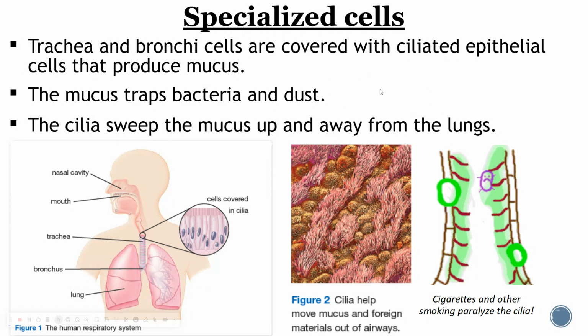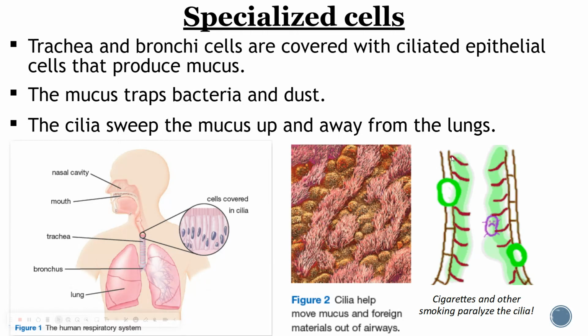We're going to talk a little bit more about some specialized cells within the system. The trachea and bronchi are coated in these special cells called ciliated epithelial cells. Here's a picture of them under a microscope, and here's a little animation of them. They have these little hairs on them that are called cilia. These little hairs basically can sweep things out of the system. So if there's something bad that comes in here, it'll sweep it out so you can just cough it up.